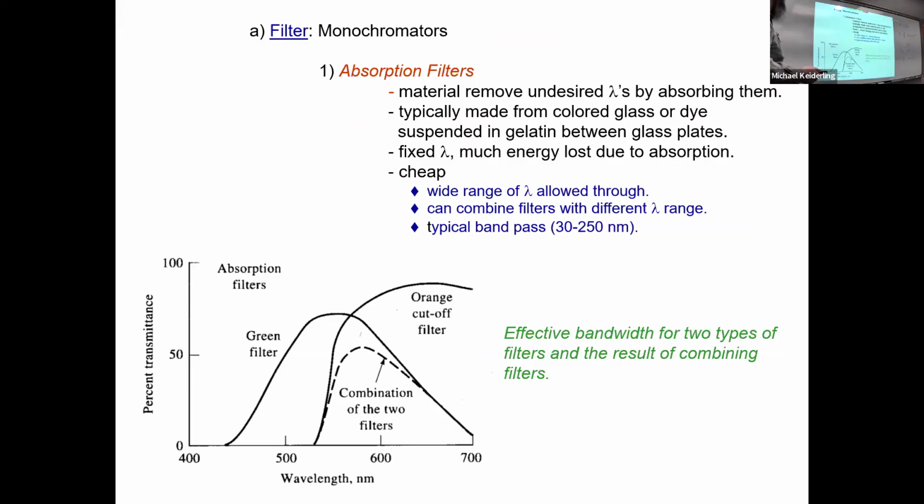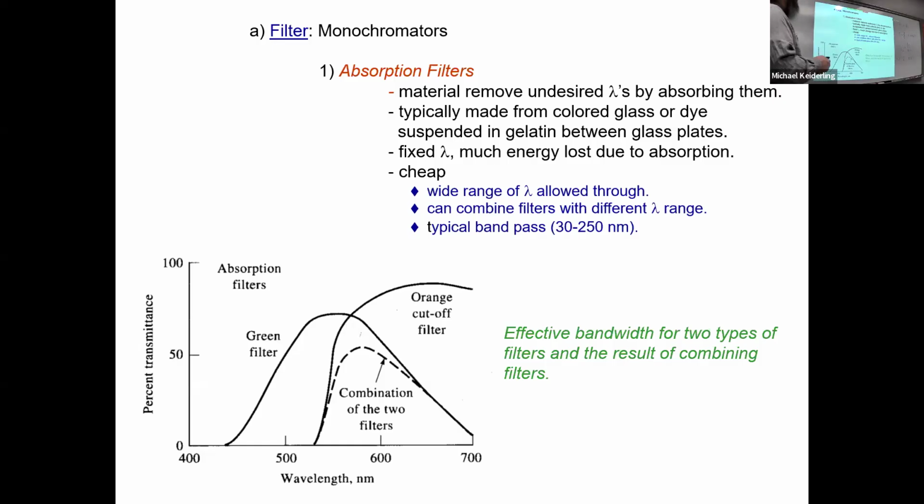So other ways to get it, you can use filters. If you're interested in just one wavelength, you can have a filter for that wavelength. The advantage of that is that it's super cheap and not very complicated. So you can use a couple of filters to eliminate, to absorb undesirable wavelengths and only allow through certain wavelengths.